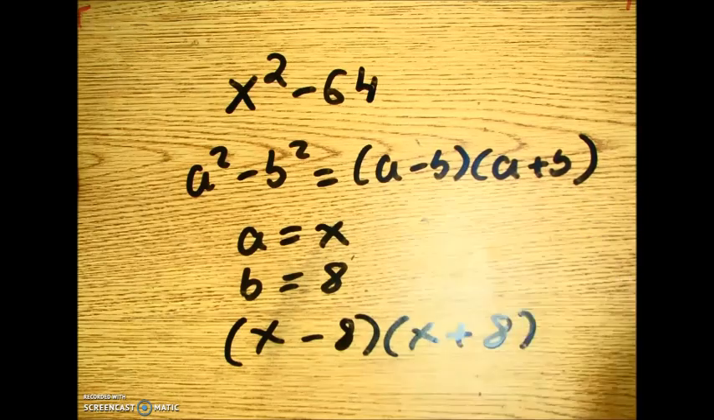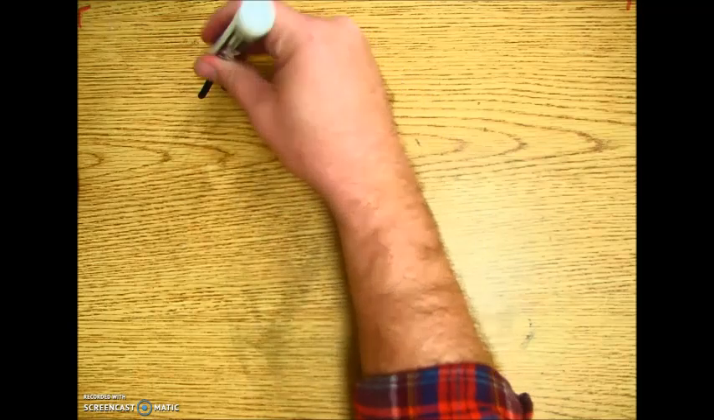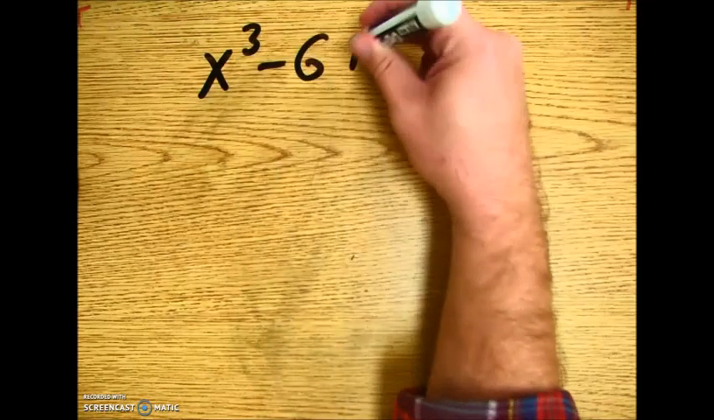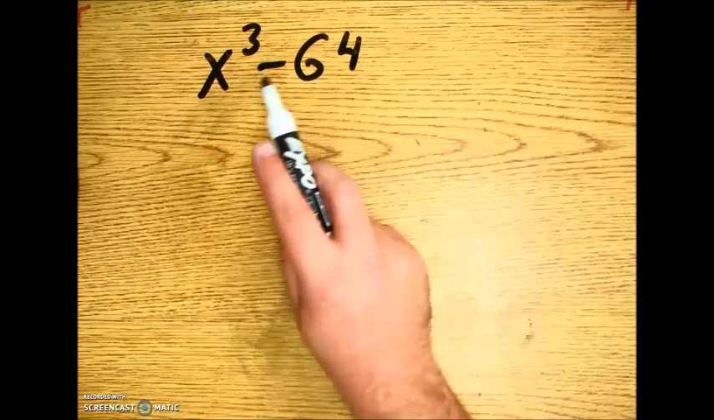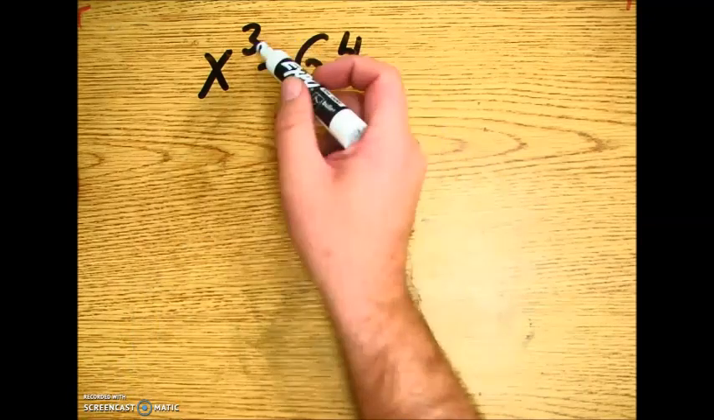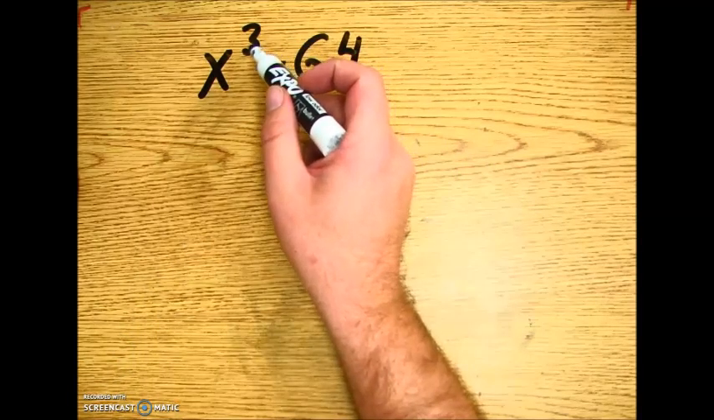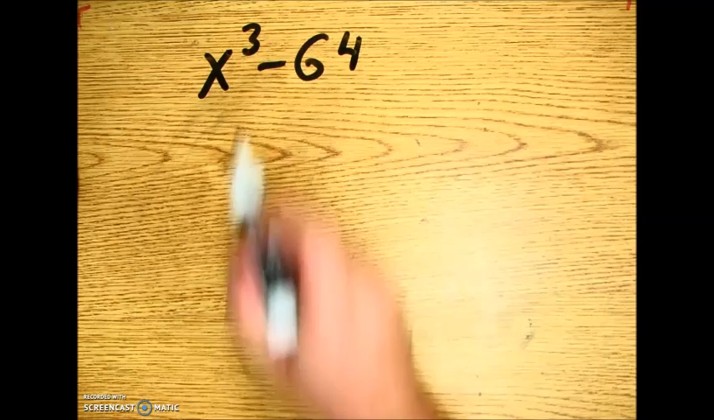Questions? Awesome. Alright, let's take a look at another problem. So pretty much the same exact thing, but we're going to change it up a little bit. We're going to make this an x cubed minus 64. Now you may be like, hey Bojo, this is a perfect square. This is a minus sign. Can't we do a difference of two squares again? Nah, this is a 3 instead of a 2. So 3 is not even, but it is divisible by 3.